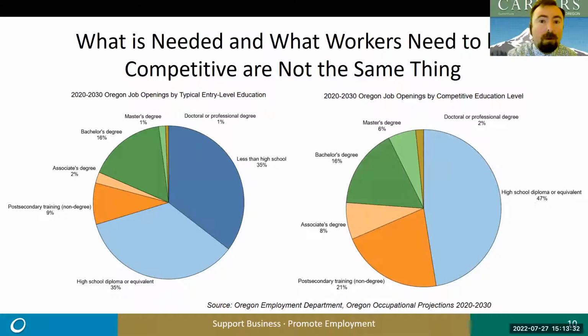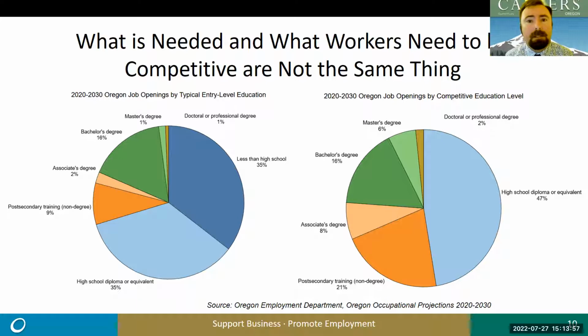The education requirements of our job openings are going to be varied quite a bit. Many entry-level jobs have really high turnover rates. And so sometimes when I give these presentations, policymakers are shocked to see that the vast majority of our projected job openings come from jobs that have a typical entry-level education of a high school degree or less.